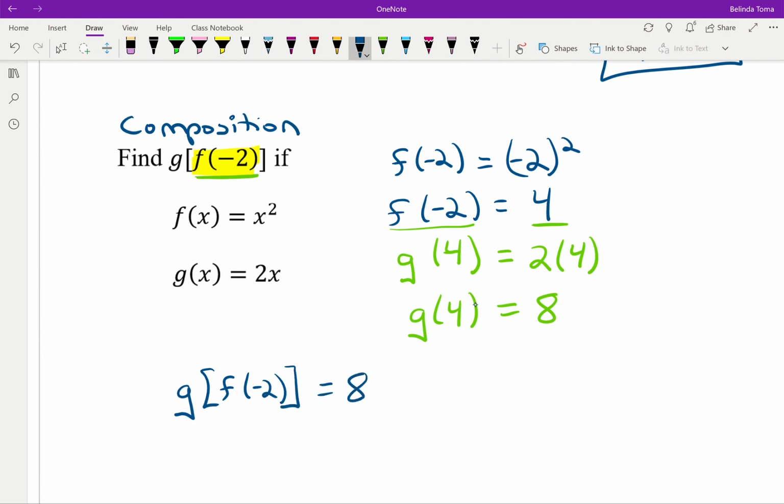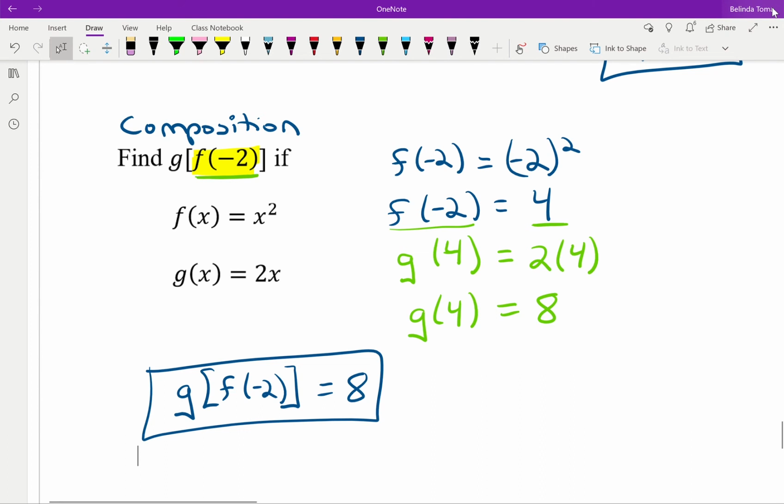We first put -2 into the f function, we get our output, and then we put it into the next function, the g function. So that concludes our video on sections 8.6 and 8.7 of the Red Book.